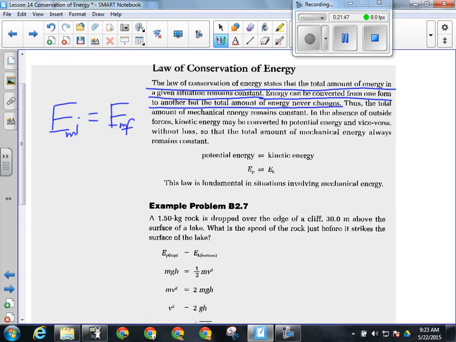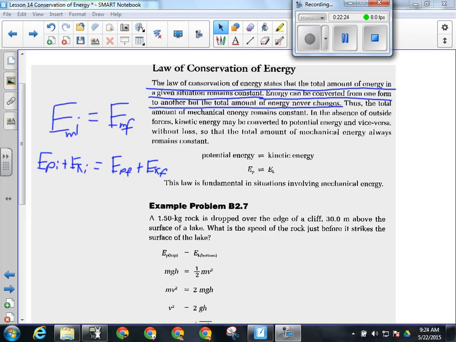Right? Now, we can expand on that, and we can say this. The potential energy initial plus the kinetic energy initial, is that how we calculate mechanical? Right, we add those two together, equals, okay, the final potential plus the final kinetic. Okay? Now, does the amount of kinetic on this side have to equal the amount of kinetic on that side? It doesn't. Okay? As long as they add up to the same number, we're good. Okay, so no, this kinetic and this kinetic don't have to equal each other, as long as this plus this equals this plus this.